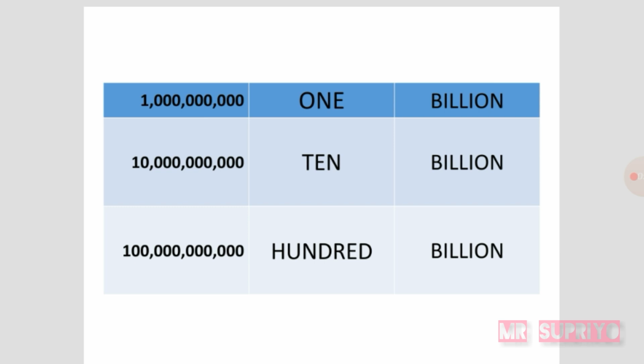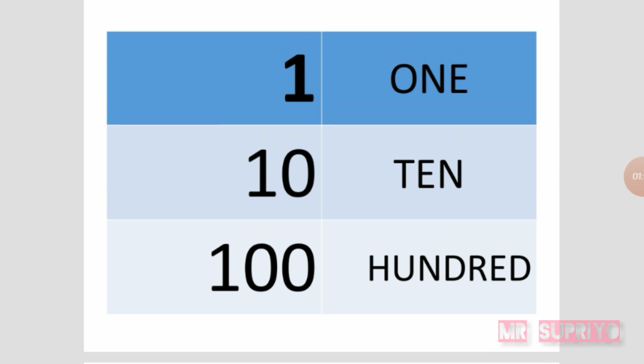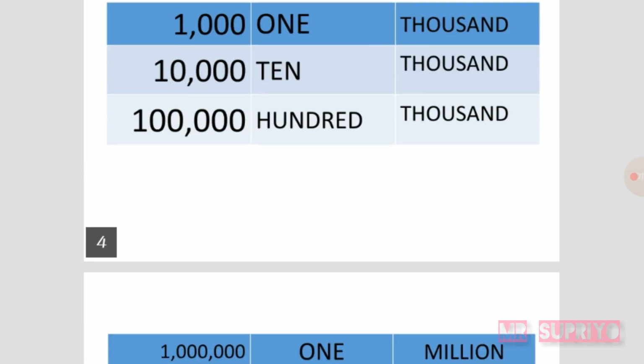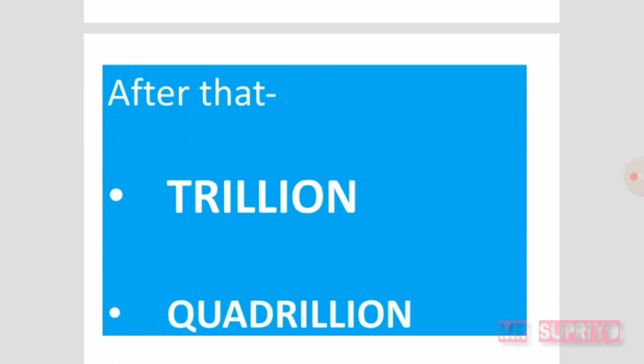Now, simple trick 2. To remember right side, we just need to remember first 3 are blank, and after that 1000, million, billion, trillion and quadrillion.